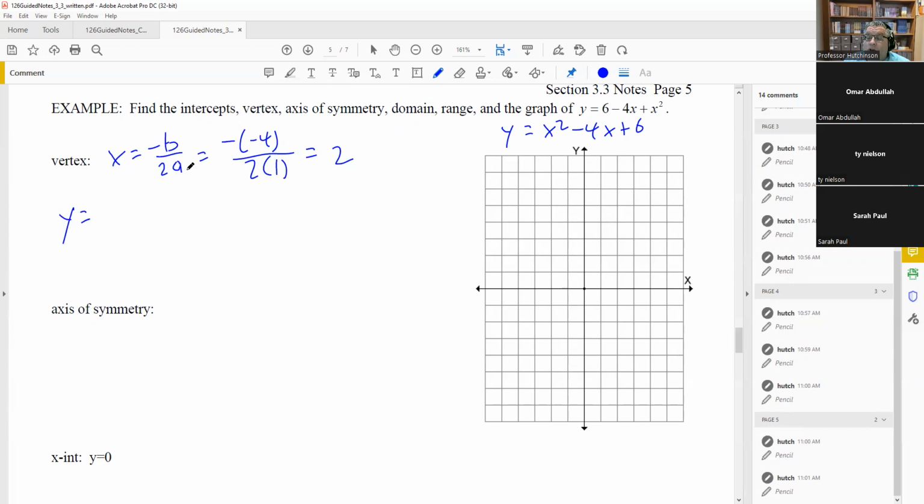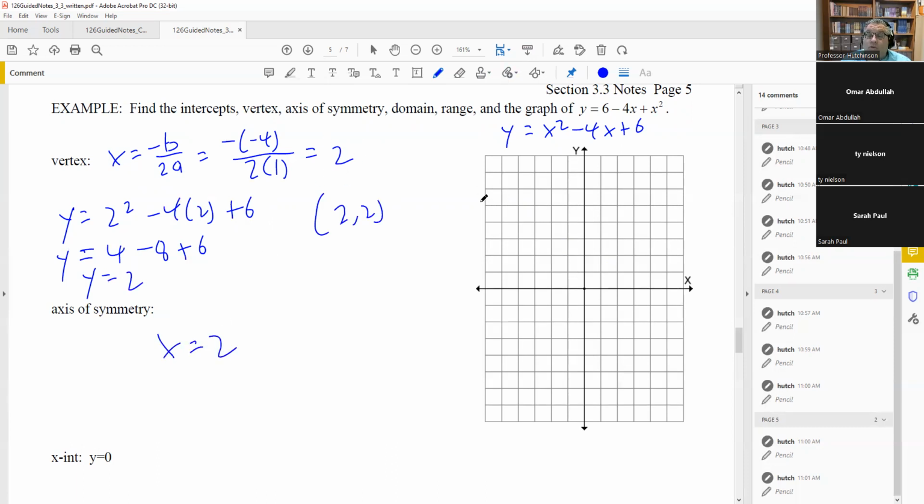To find the y value, we just put that back into this one here, 2 squared minus 4 times 2 plus 6. So we get 4 minus 8 plus 6. 4 minus 8 is negative 4, plus 6 is 2. So the vertex here is (2, 2). Okay, we have that. Axis of symmetry, you just put x equals the x coordinate of the vertex. In this case, x equals 2.